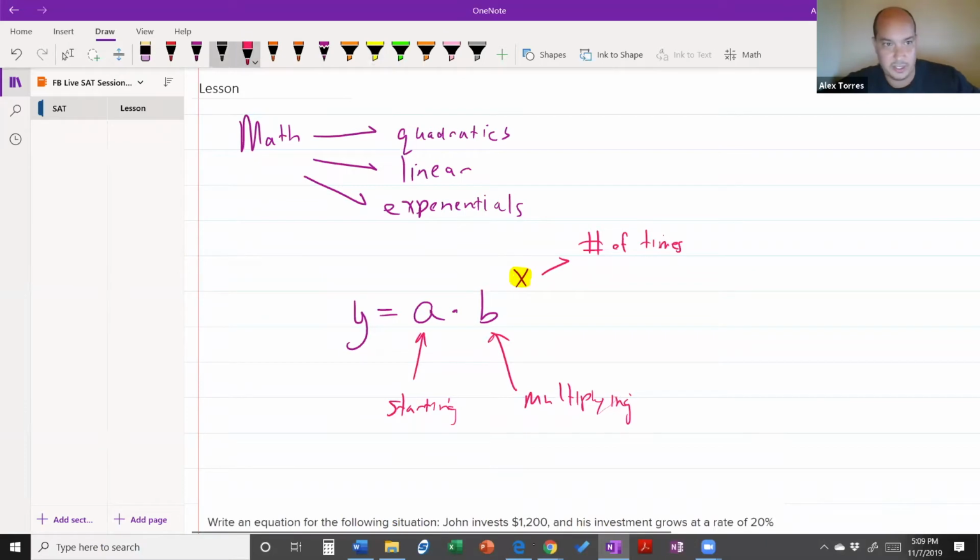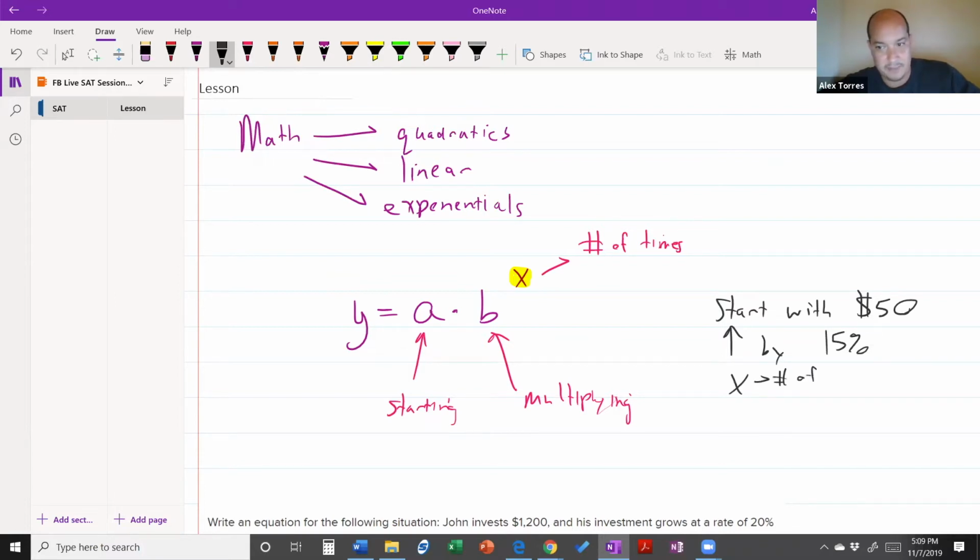So, just as a quick sample before we get into the practice problem, let's say that I started with $50, and I'm going to increase that money by, let's say it's my childhood savings account, 15%. And x represents the number of years that that's going to happen. So according to the exponential equation, the amount of money you have is going to be equal to the starting amount of money.